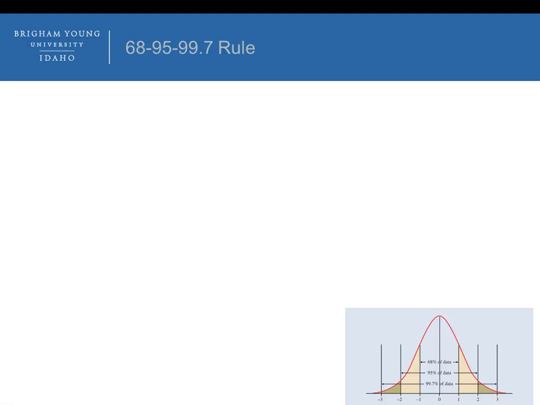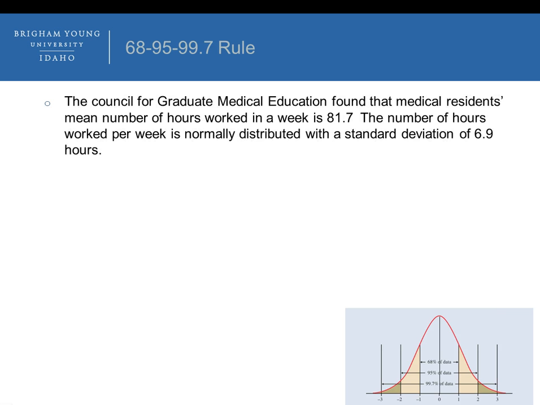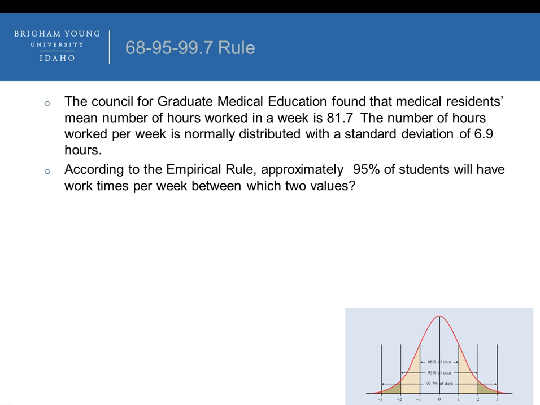Okay, I'm going to continue with the 68, 95, 99.7 rule with another example. For instance, the Council of Graduate Medical Education found that medical residents' mean number of hours worked in a week is 81.7 hours. The number of hours worked per week is normally distributed with a standard deviation of 6.9 hours. According to the empirical rule, approximately 95% of students will have work times per week between which two values? Okay, so this is dealing with 95%.